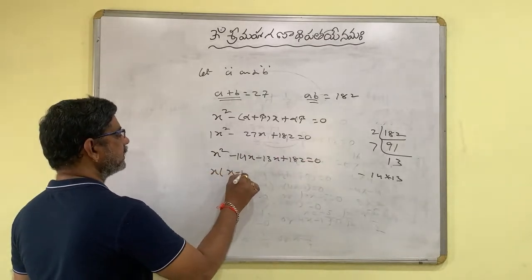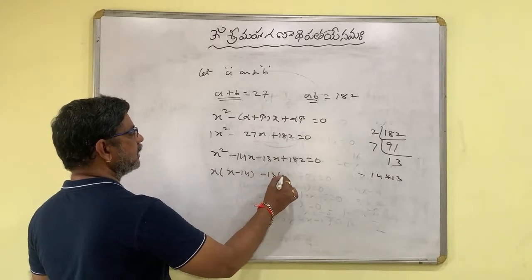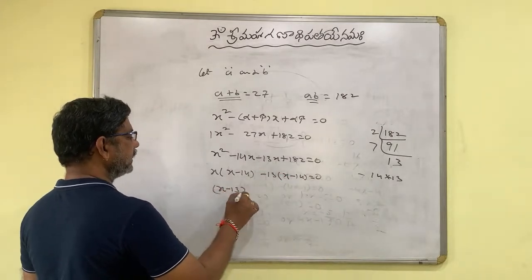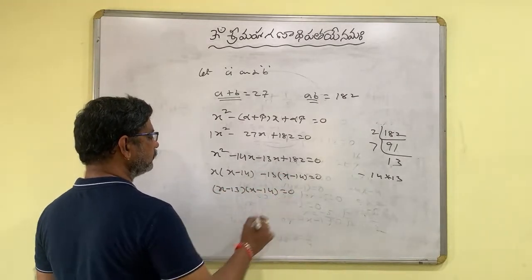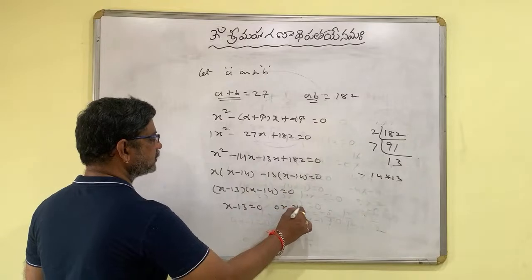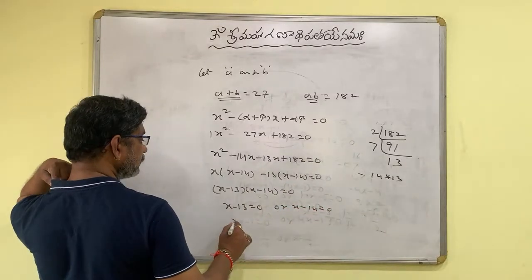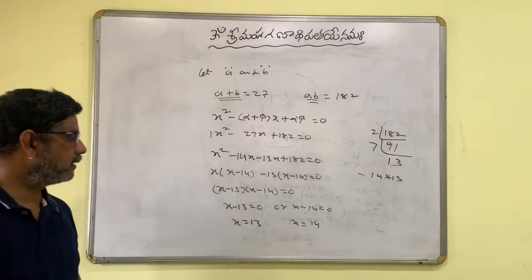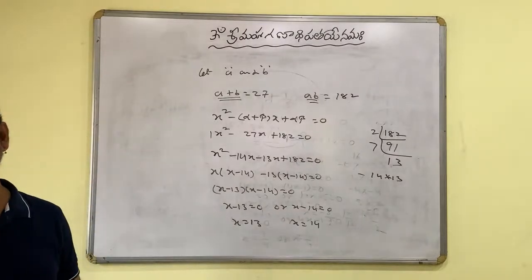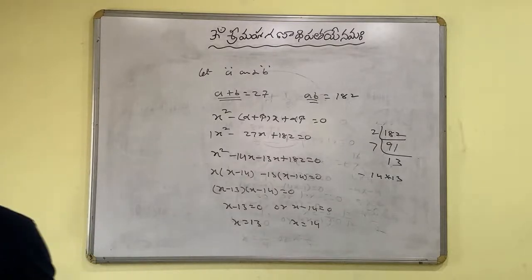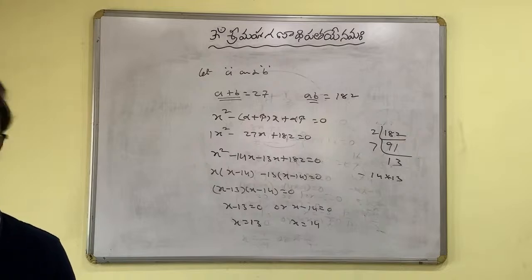We take x common, x minus 14, minus 13 common, x minus 14 is equal to 0. So (x minus 13)(x minus 14) is equal to 0. So x minus 13 is 0 or x minus 14 is 0. x is equal to 13 or 14. So the two numbers are 13 and 14, whose sum is 27 and product is 182.